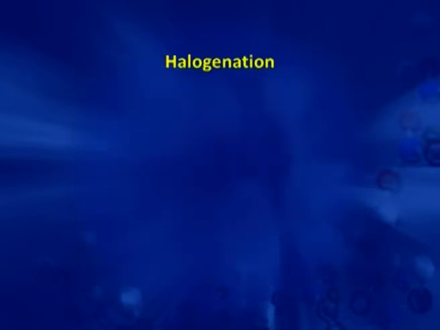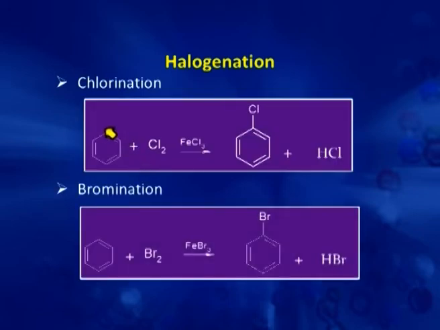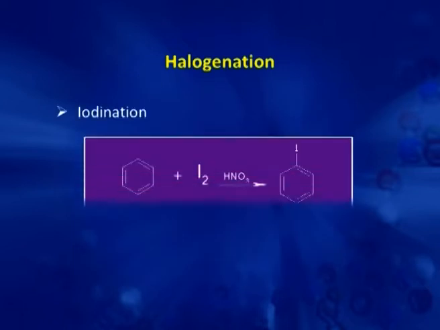Now, the next reaction is halogenation. In halogenation, we can have chlorination. For chlorination, benzene reacts with chlorine in the presence of a Lewis acid, ferric chloride, and gives chlorobenzene and HCl. For bromination also, benzene reacts with bromine in the presence of a Lewis acid, ferric bromide, to give bromobenzene and HBr. And for iodination, because iodine is very less reactive, it needs the assistance of an oxidizing agent, nitric acid, to give iodobenzene, but this reaction is very slow.